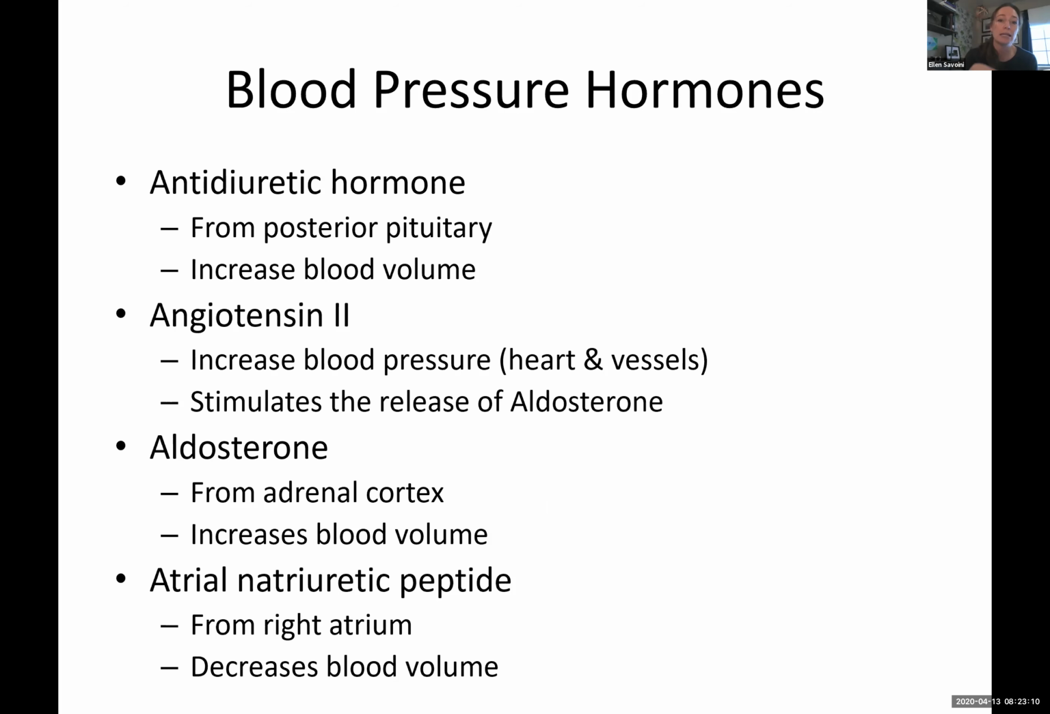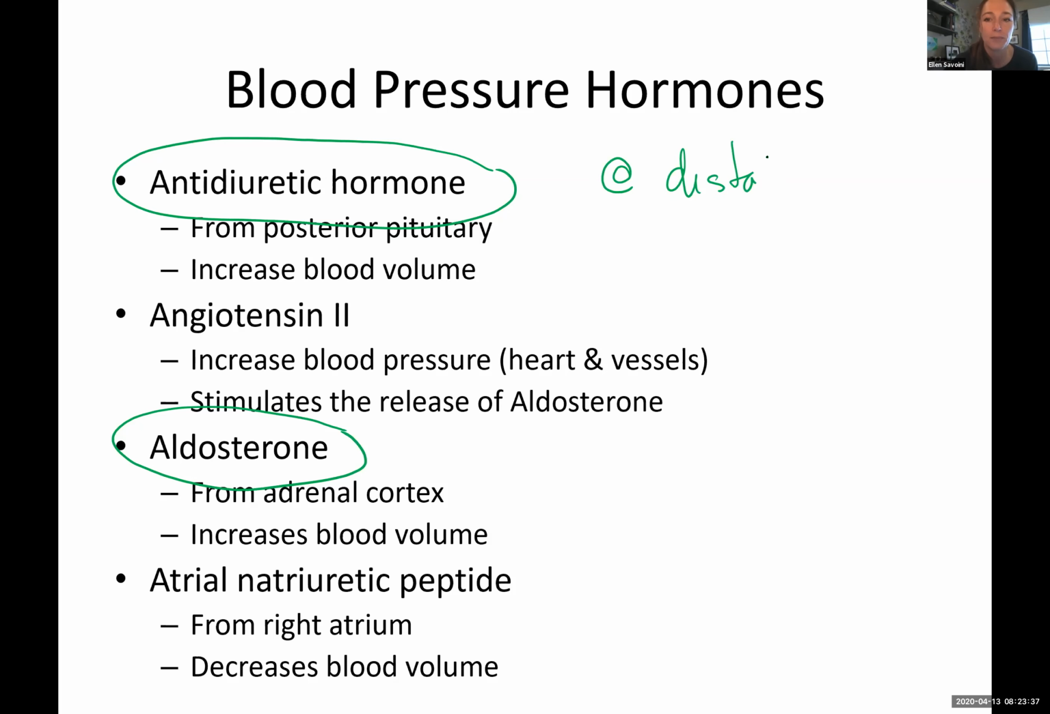So antidiuretic hormone and aldosterone act the same. They pretty much do exactly the same thing. They just do them for different reasons. They have a different negative feedback loop. What's going to turn it on and what's going to turn it off is totally different for each one. But their ultimate action is the same. They both act at the distal convoluted tubule.